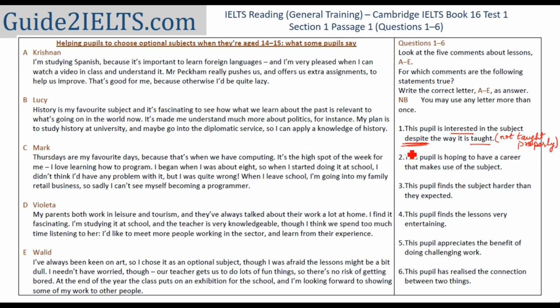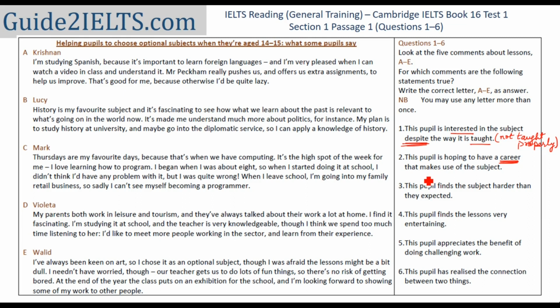Second statement now, this pupil is hoping to have a career that makes use of the subject. So all this information is about which subjects these students want to choose, but it seems only one is going to mention that they want to have a career in that subject. We could find a mention of the word career. We could find that they say something like, I want to do this when I grow up, or I want to find a job in it.